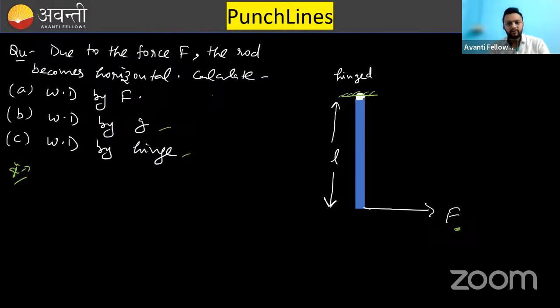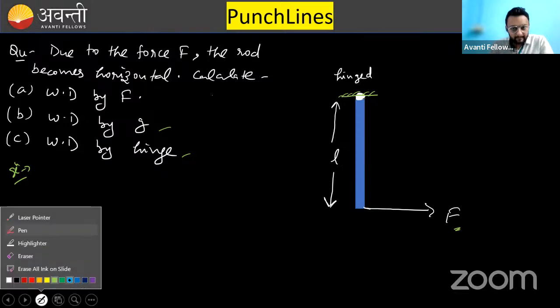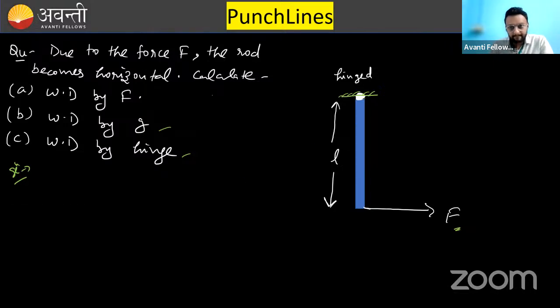Okay. Let me solve it for you. First thing is to calculate the work done by force F. We will focus on that only. First of all, I will draw the rod in the horizontal situation. It will look like that. This will be the rod now. After becoming horizontal, the force is this, and the rod is this.